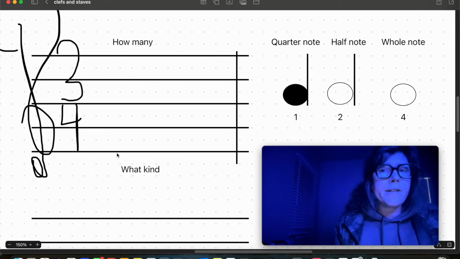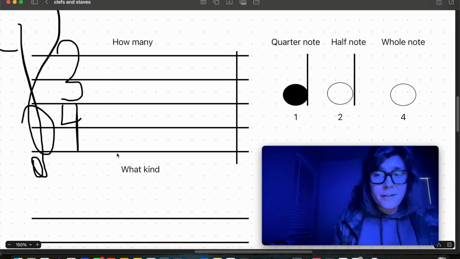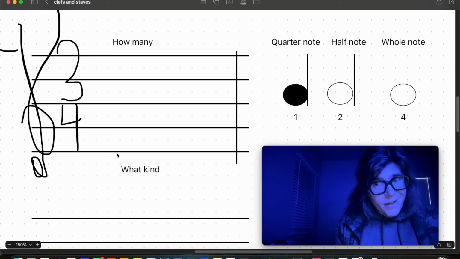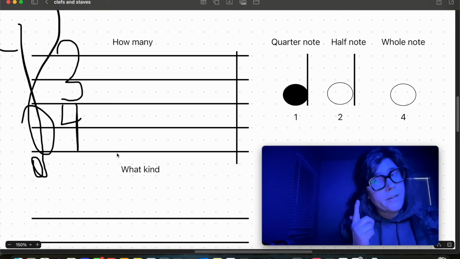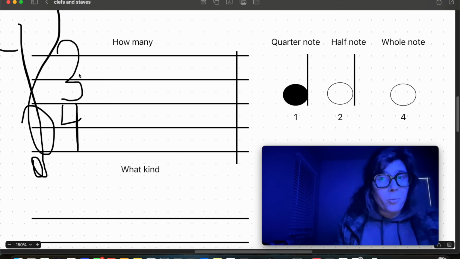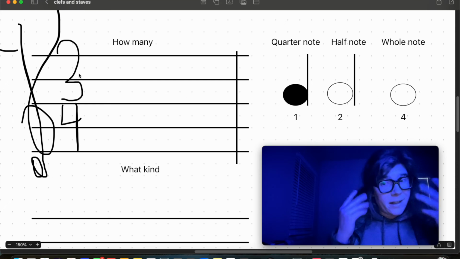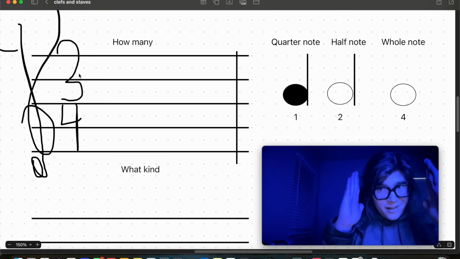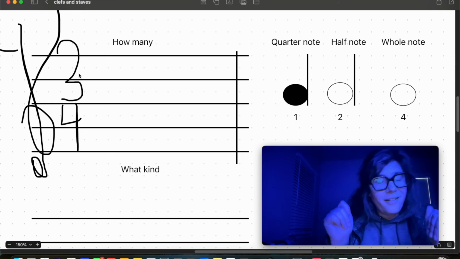Okay, so let's think about it again. On top, we have how many? 3. On the bottom, it's asking what kind? Well, they're still quarter notes in this case. Because again, if you need a reminder, replace that 3 with a 1, and make it like a fraction in your mind. It ends up being a quarter, 1/4, quarter note.